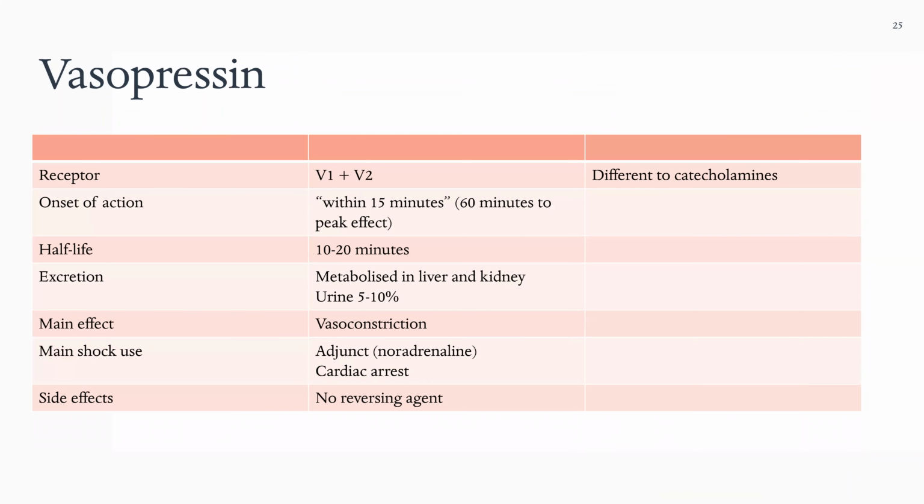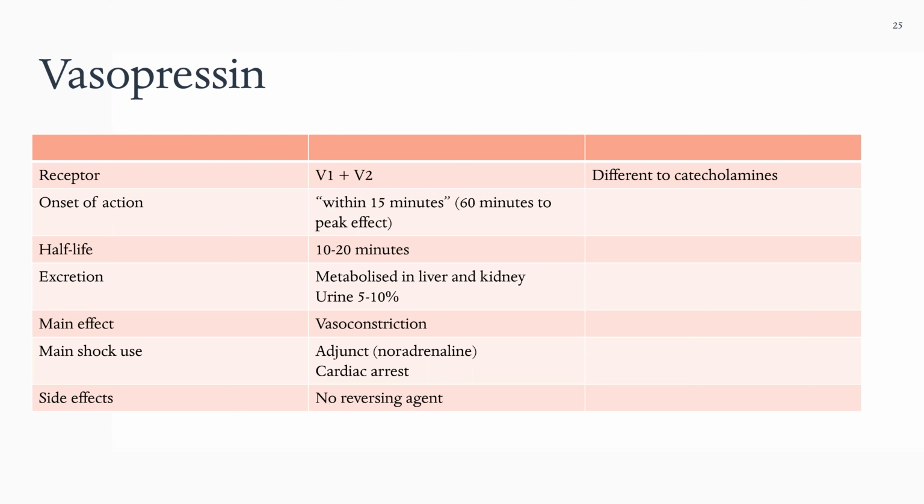Vasopressin, we don't have this. What's nice about it, the receptor V1, V2 is different to the previous drugs. So it doesn't work on the catecholamine system. Onset of action is within 15 minutes, but it can be up to an hour to reach peak effect. Main use here is to achieve vasoconstriction.